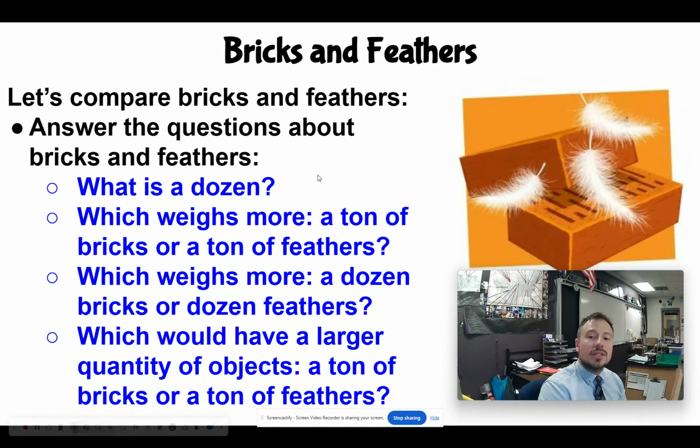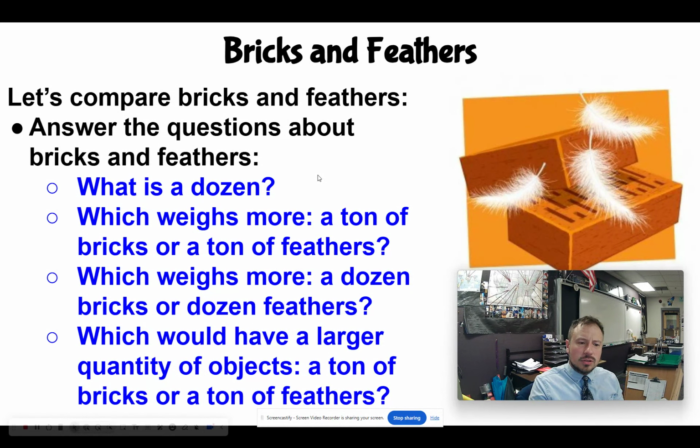Now let's answer these 3 questions about bricks and feathers. Which weighs more, a ton of bricks or a ton of feathers? It's the same. If I put a ton of bricks on a scale and a ton of feathers on a scale, they're going to weigh the same amount, 1 ton. Now how about this question? Which weighs more, a dozen bricks or a dozen feathers? If I were to put 12 bricks on a scale and 12 feathers on a scale, which would weigh more? Obviously, it's going to be 12 bricks.